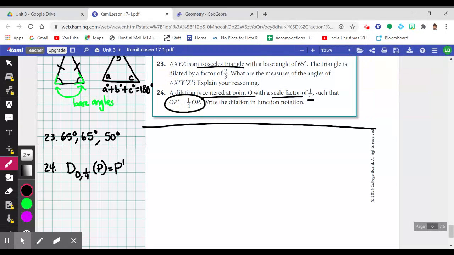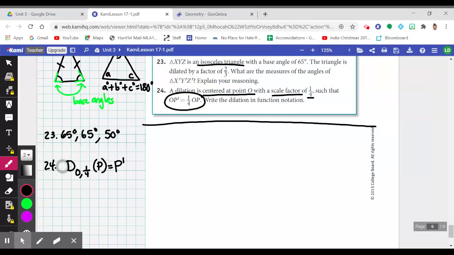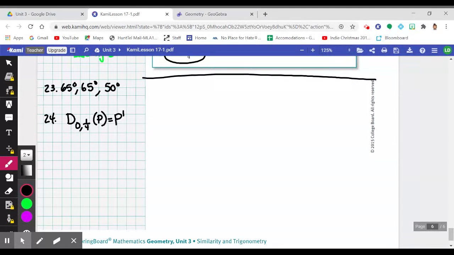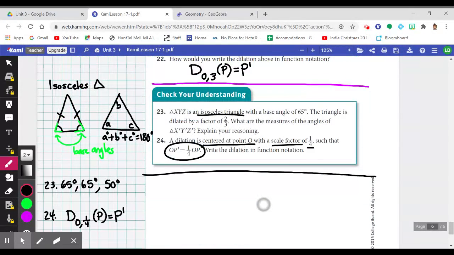And it says write the dilation function notation. So D for dilation, O for our center, 1/4 for the scale factor. So if we take any point P dilated using O and the scale factor 1/4, we get the resulting P prime image. So that is lesson 17.1.